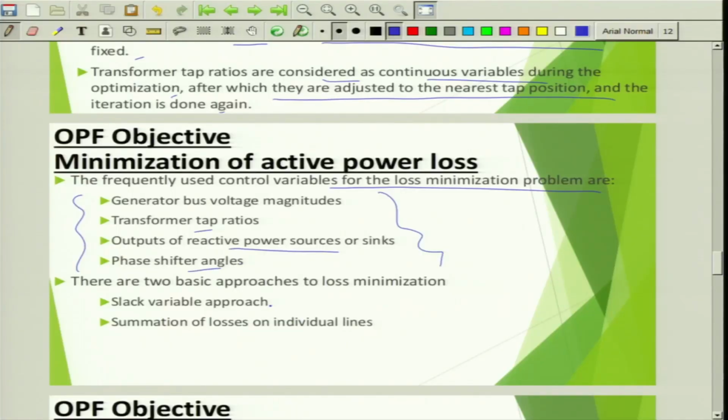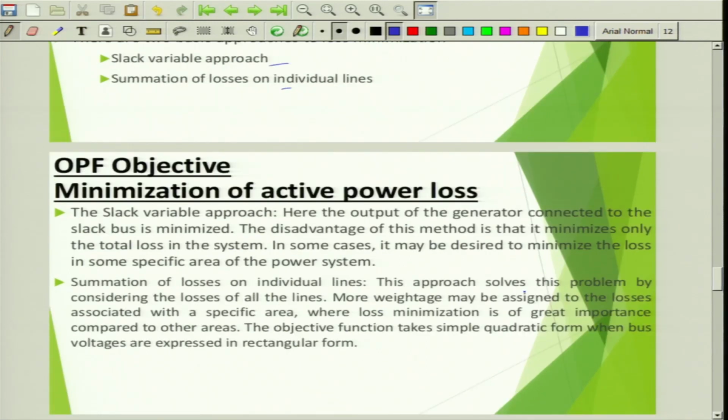So, there are two basic approaches to loss minimization. First is the slack variable approach, and second is summation of losses on individual lines. So, in the slack variable approach, the output of the generator connected to the slack bus is minimized. The disadvantage of this method is that it minimizes only the total loss in the system. In some cases, it may be desired to minimize the loss in some specific area of the power system.